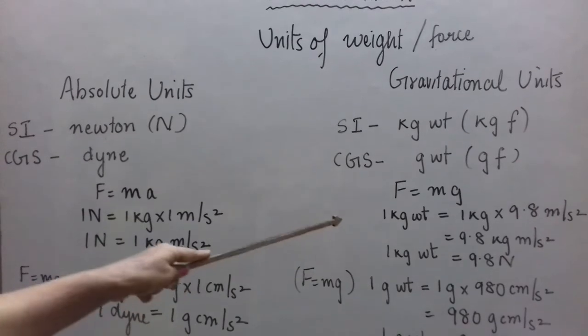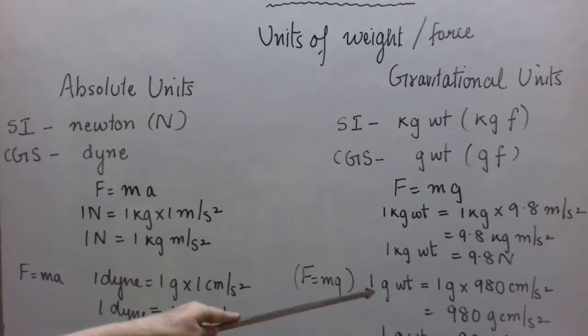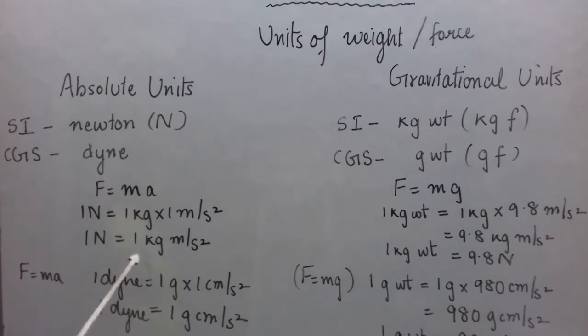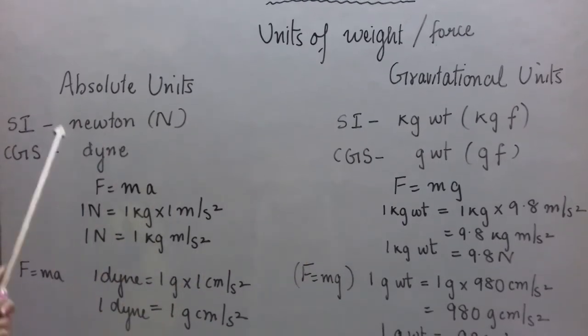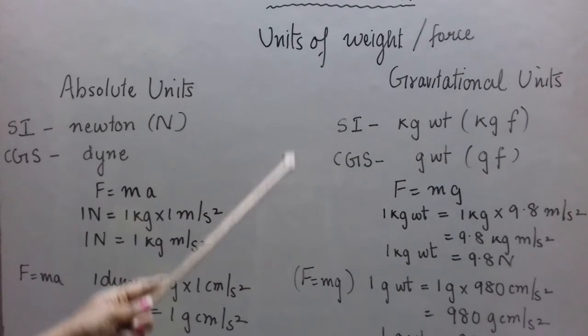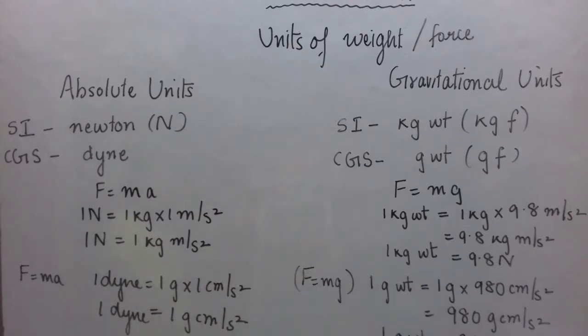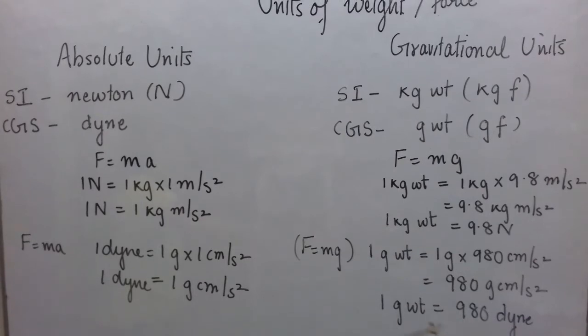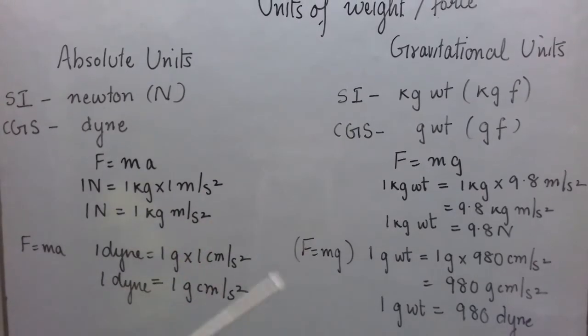I hope this is clear. The definitions of kg weight and gram weight are clear to you, and the conversions are clear between absolute SI unit and gravitational SI unit. Similarly, the relation between gravitational CGS unit and absolute CGS unit, you can easily convert.